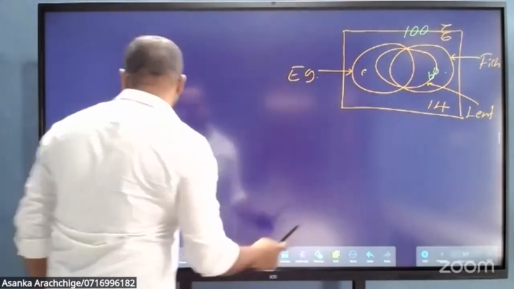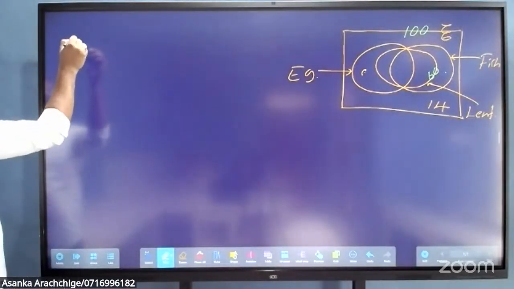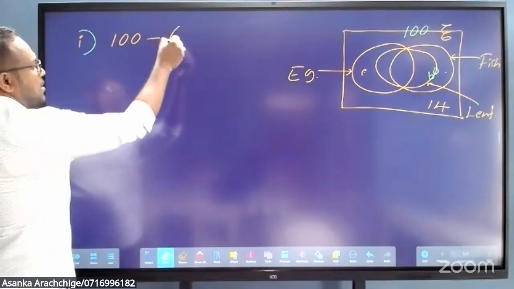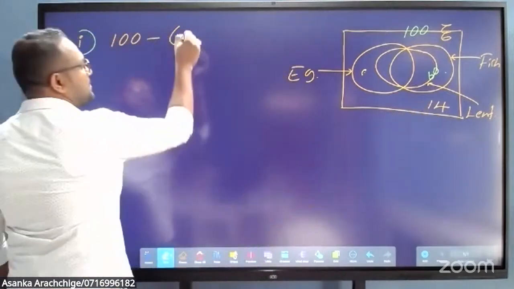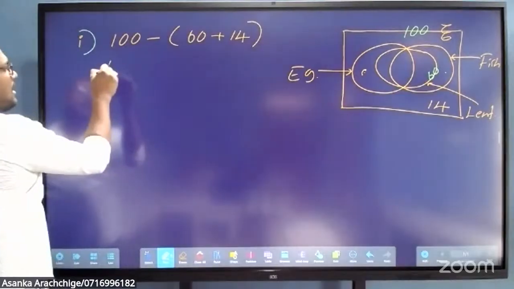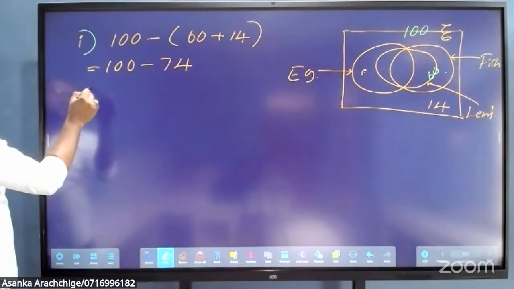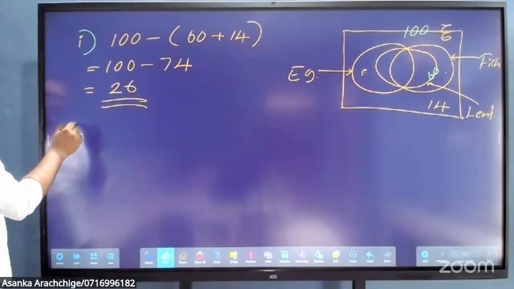Then the answer for Roman number 1. From the total of 100, you have to subtract these 60 people and these 40 people. 60 plus 40 is 100, minus 74, that is equal to 26 people. Is that clear?